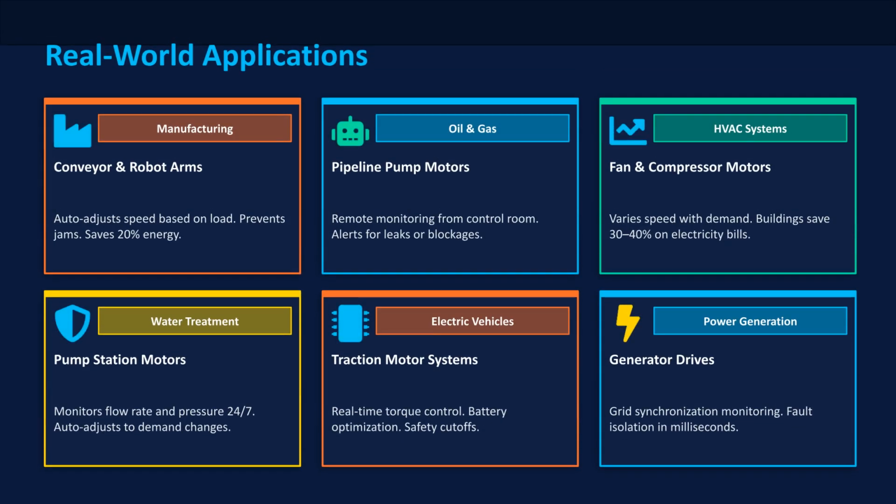Smart motors are deployed across many industries. In manufacturing, they auto-adjust speed to save energy and prevent jams. In oil and gas, remote monitoring prevents leaks. HVAC systems use them to save 30 to 40% on electricity. The common factor is data enabling better, more efficient decisions.